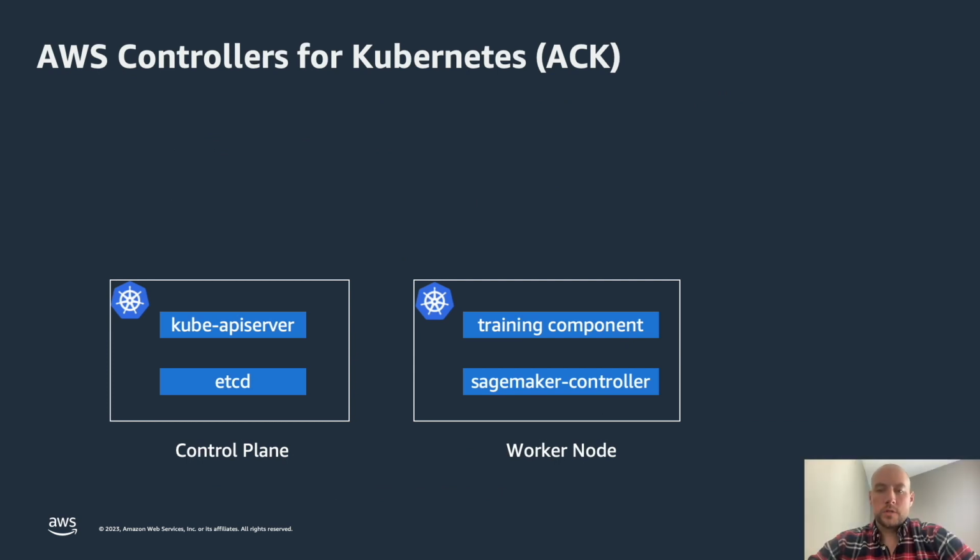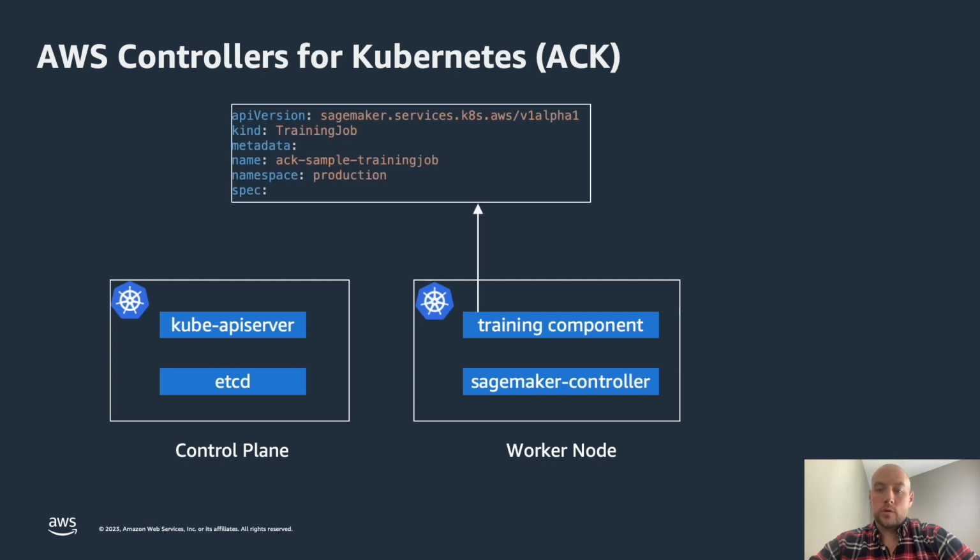These SageMaker components work in tandem with the AWS Controllers for Kubernetes, specifically the SageMaker controller. So under the hood, the training component is going to create a training job definition based on your inputs, and that training job is a custom resource that the SageMaker controller manages. The Kube API server gets the request to create a training job. It updates the state record in etcd, and then it lets the SageMaker controller know that a training job has been requested. And then from there, the SageMaker controller contacts SageMaker to kick off the training job.